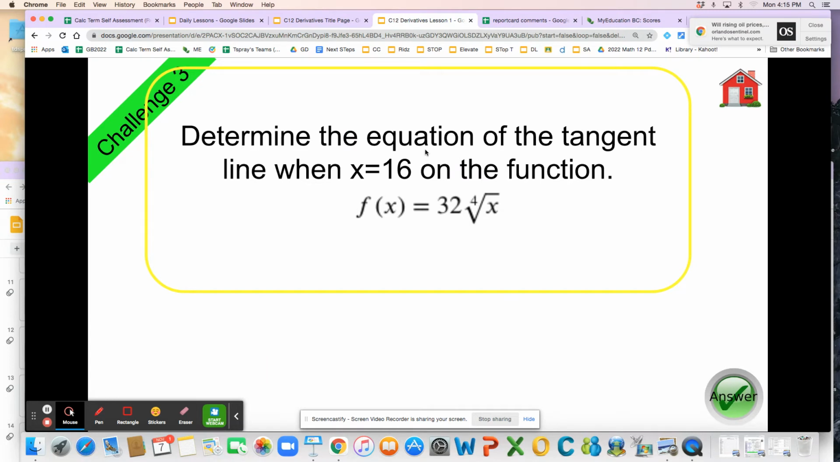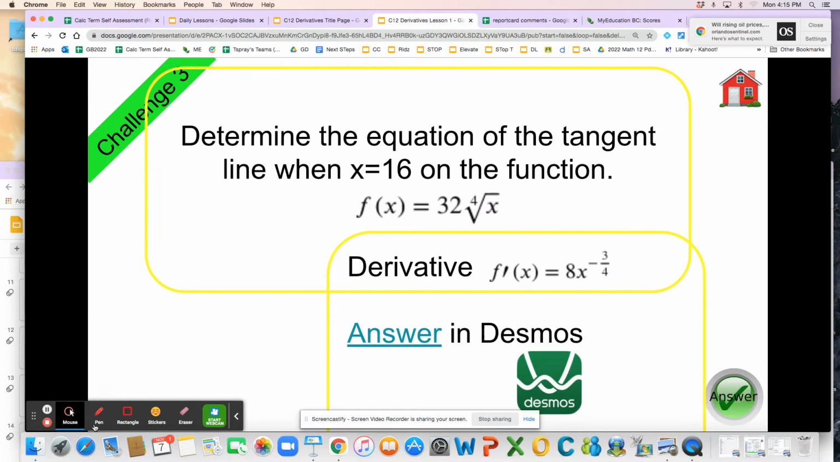Okay, let's look at this one. Determine the equation of the tangent line when x equals 16 on the function f of x equals 32. Okay, so they've said write the equation of the tangent line. Well, the very first thing you should be thinking here is, as soon as you hear tangent line, you should be thinking y equals mx plus b. And also, in addition to that, this equation has the same slope as the function itself at that key moment.